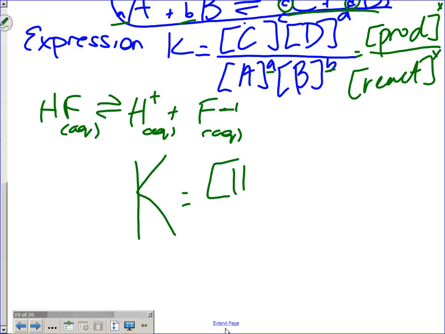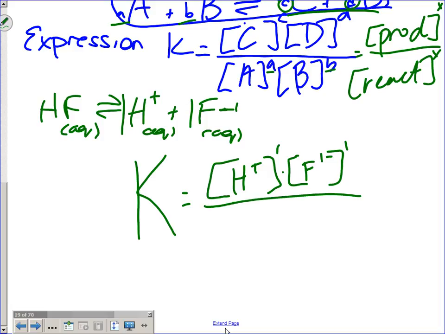The first product is H plus. And what's the coefficient for H plus? 1. Okay, so it's a 1 as an exponent. You don't have to write the 1, but it's nice to know that you know it's there. And then F negative 1, also raised to an exponent. Coefficient is 1, so the exponent is 1. We are multiplying these, okay? So if you put a dot in the middle, that might help you. But two products, both raised to their coefficients, divided by the reactants, which is HF. And since it has a 1 coefficient, we have a 1 exponent here. That's how you write the K expression, or the equilibrium constant expression, taking products divided by reactants.